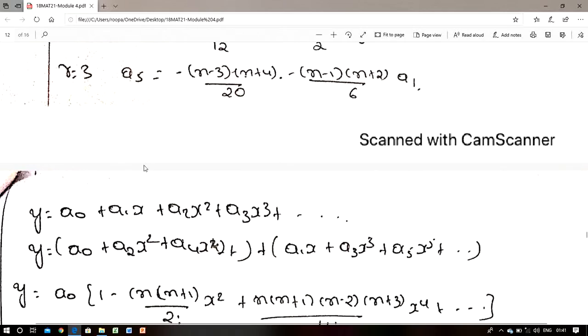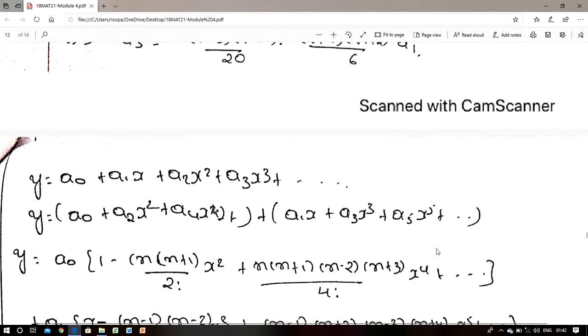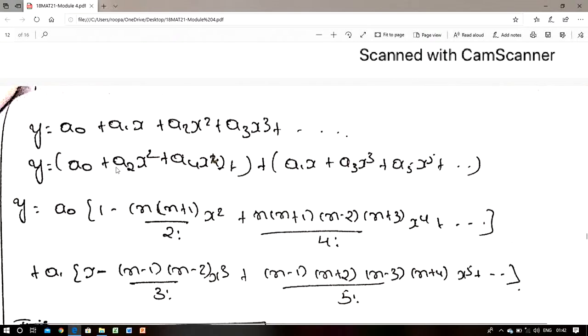Now this goes on continuing up to the nth term. Now we know that the series solution of the given differential equation is in the form of y is equal to a naught plus a1x plus a2x square plus a3x cube. This can be separated as: a naught plus a2x square plus a4x to the power of 4 and so on, plus a1x plus a3x cube plus a5x to the power of 5 and so on. Now substitute a naught, a1, a2, a3, a4 values.